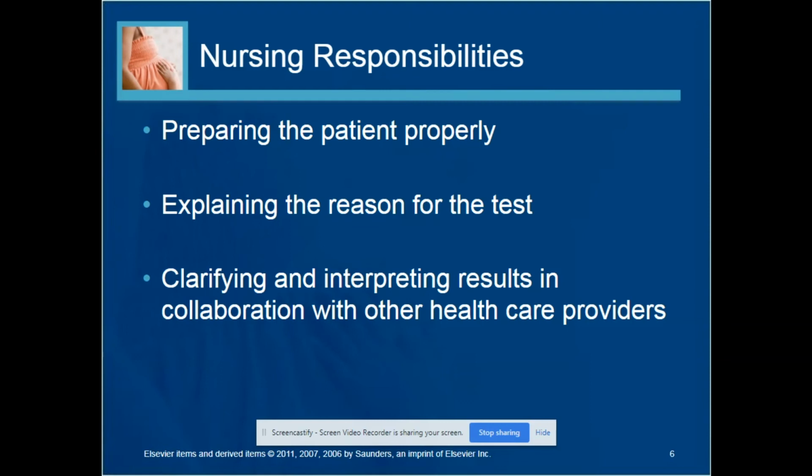And then clarify and interpret the results in collaboration with other healthcare providers. If you don't know already, nurses are not supposed to give results of diagnostic tests to patients. That's supposed to be a physician. However, when a physician comes and says something on a level that a patient can't understand, then we can definitely clarify and interpret what that physician has said. Another nursing responsibility would be to provide emotional support for the family.